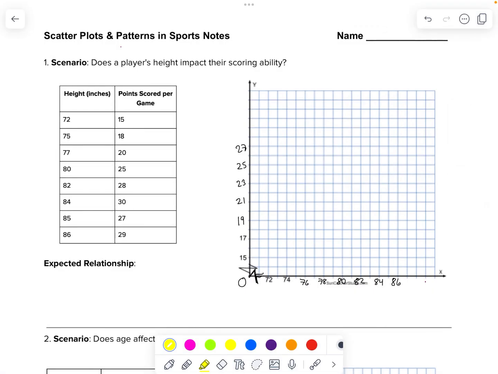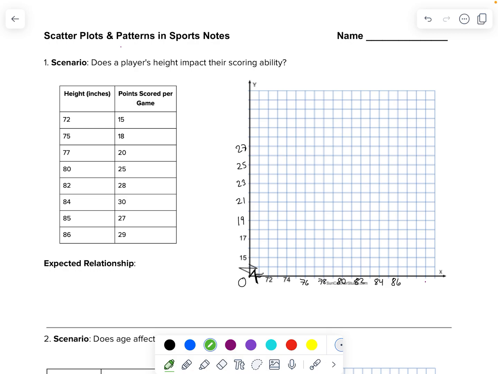Right, today we are going to look at scatter plots and patterns. So we have predicted the Super Bowl, and now we're going to continue on with our data analysis to make predictions, but we are going to look for relationships between things that we think may have something to do with the other. So we're going to start this with, does a player's height impact their scoring ability? So our question is if they score more points or less points depending on their height.